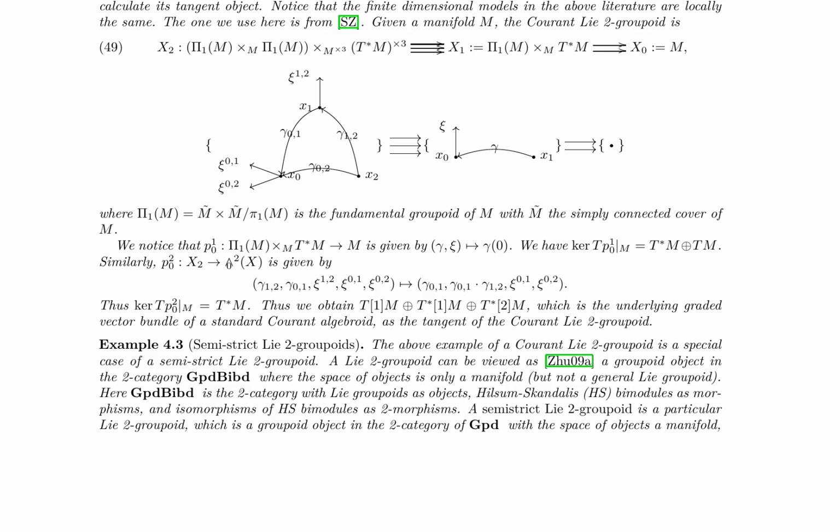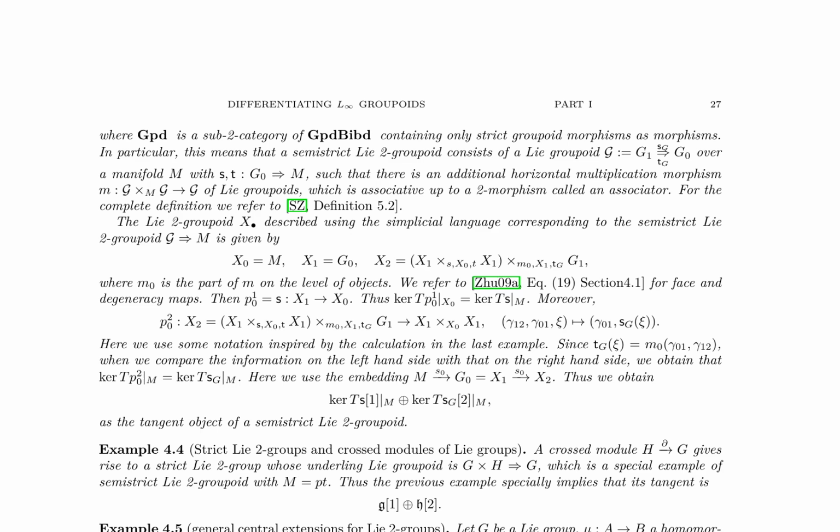standard current algebroid. The third example is the Se-mystric Lie2 groupoid, which is a particular type of Lie2 groupoid that can be viewed as a groupoid object in a certain 2 category. The current Lie2 groupoid is a special case of a Se-mystric Lie2 groupoid. A Se-mystric Lie2 groupoid is a Lie groupoid G over a manifold M, equipped with a horizontal multiplication morphism M, which is associative up to a 2 morphism called an associator.